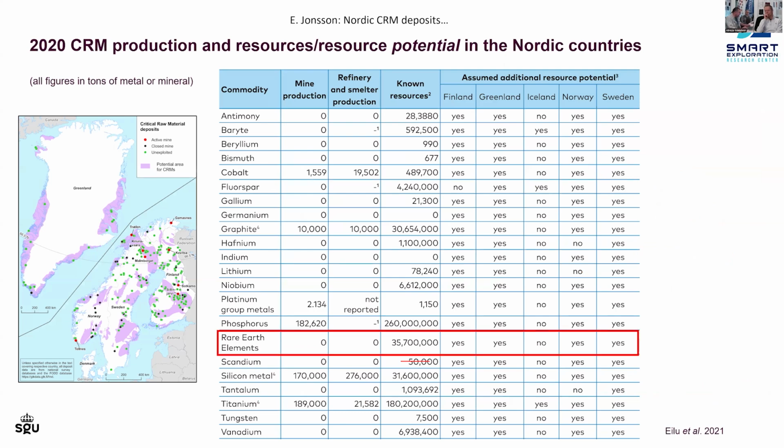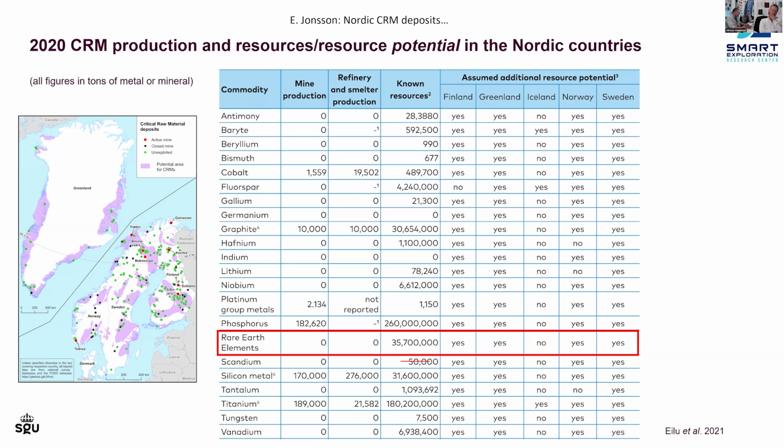Coming back to this table, I just want to highlight the fact that total known resources of rare earth elements, and note, mine production, 0. Refinery production, 0. That actually goes for the entire Europe when it comes to primary mine production. We still have huge resources. This is close to 36 million tons of metal, total rare earth elements plus yttrium.